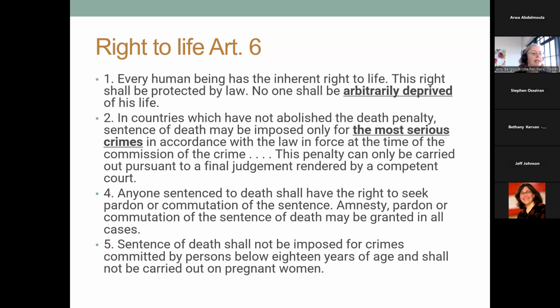So that's another limitation. Subparagraph 4 says that you have the right to seek a pardon or commutation of your sentence. And then subparagraph 5, no death penalty for offenses committed when a person is under the age of 18, and no death penalty carried out, no executions of pregnant women.